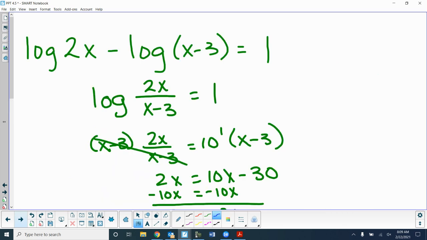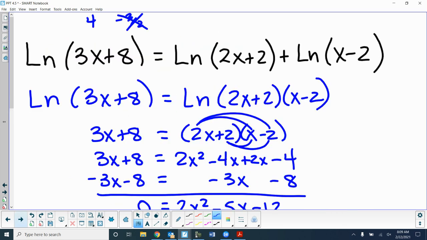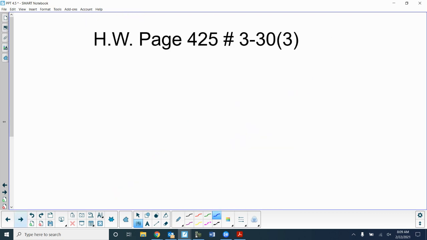Just solve. Okay, multiple logs, make them single logs. You got a log on each side, just drop your log. There's your homework.